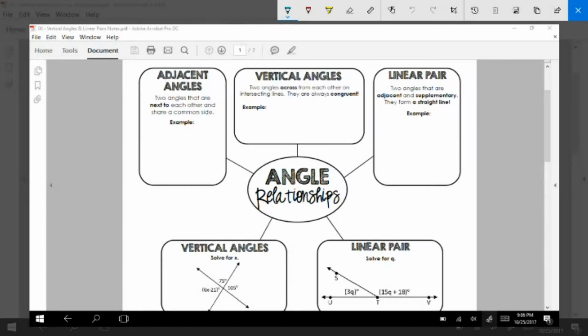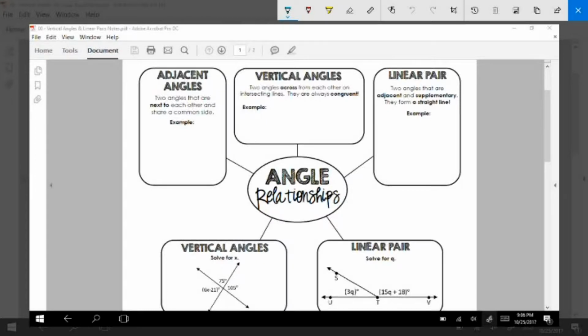Okay, so first, in the top left, we're starting off with adjacent angles. Say it with me. Adjacent angles. And adjacent angles are two angles that are next to each other and share a common side.